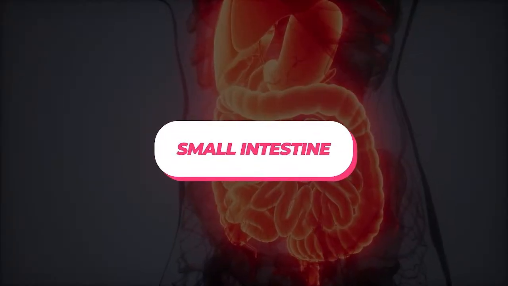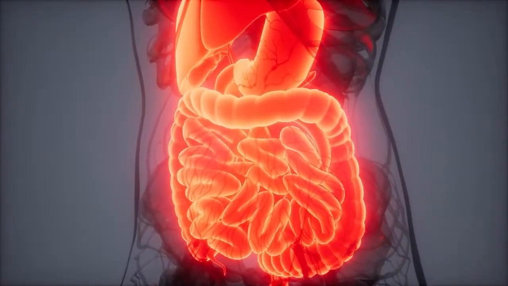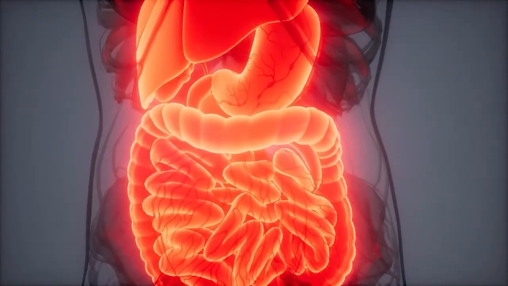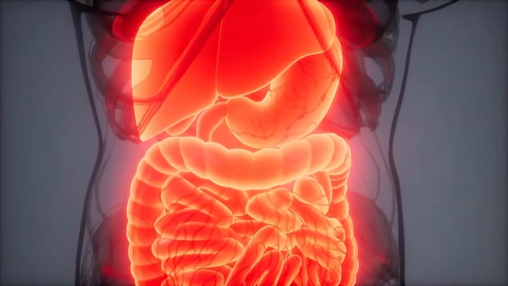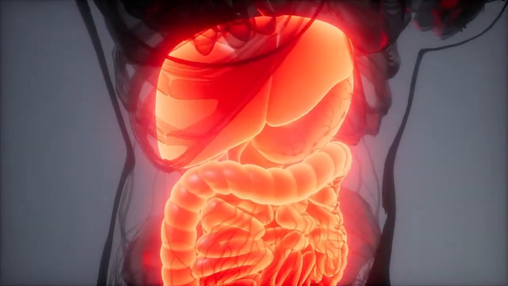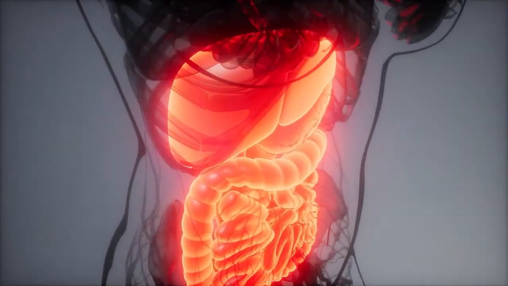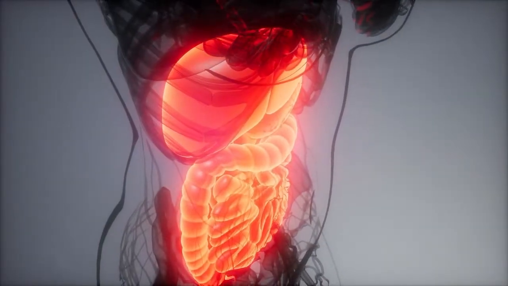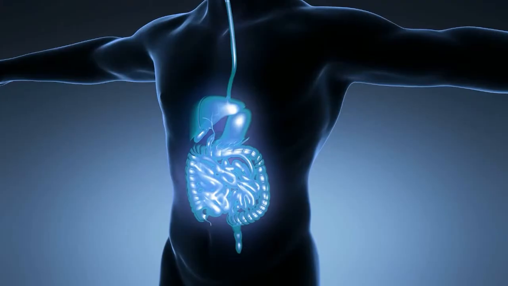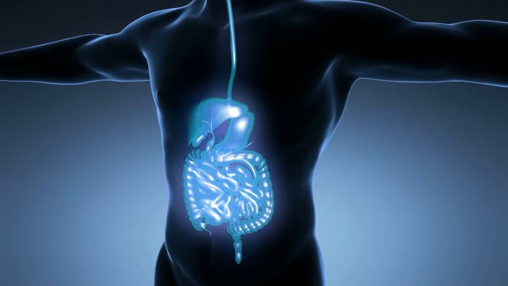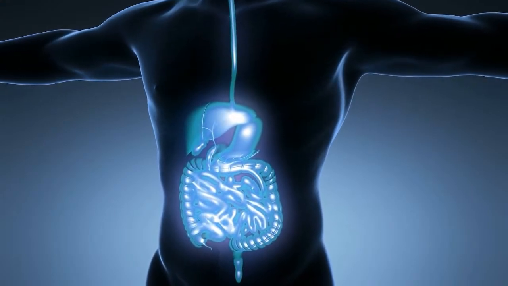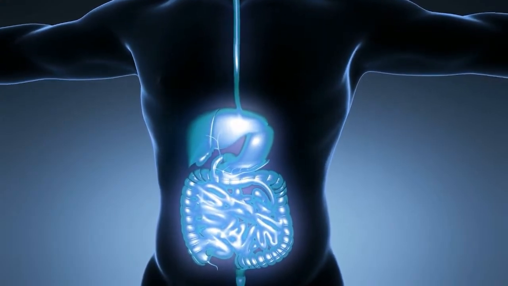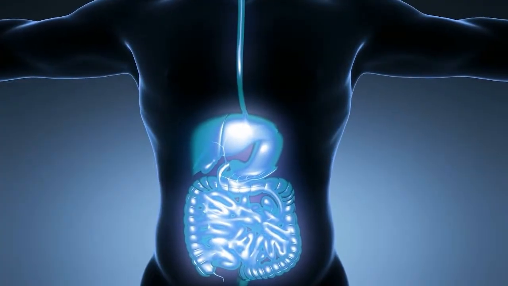Small intestine. The small intestine is a long, coiled tube that is responsible for the majority of nutrient absorption. The walls of the small intestine are lined with tiny, finger-like projections called villi and microvilli, which greatly increase the surface area for absorption. The small intestine also plays a role in the secretion of bile, which is produced by the liver and stored in the gallbladder.